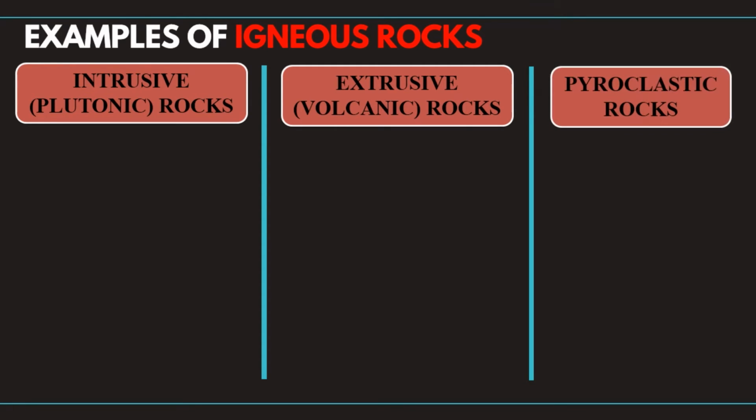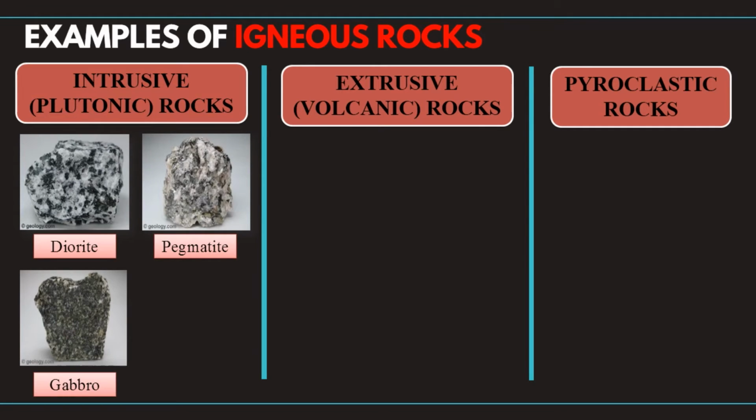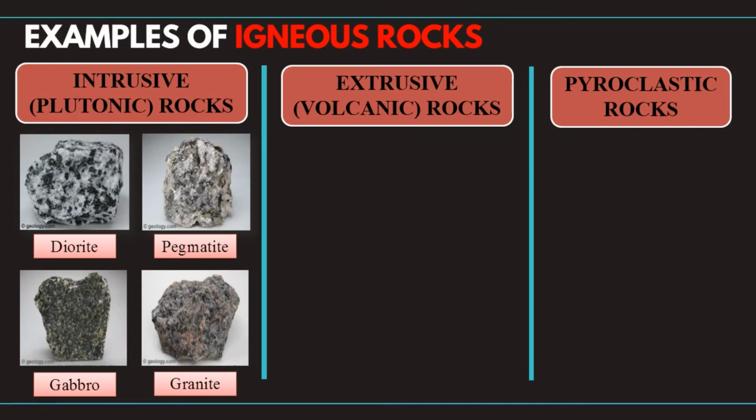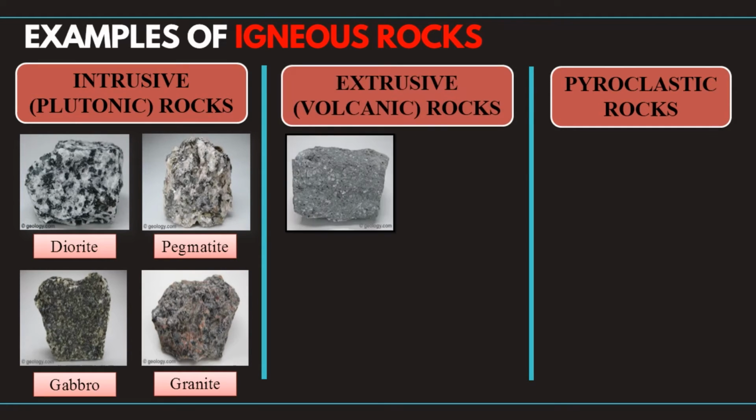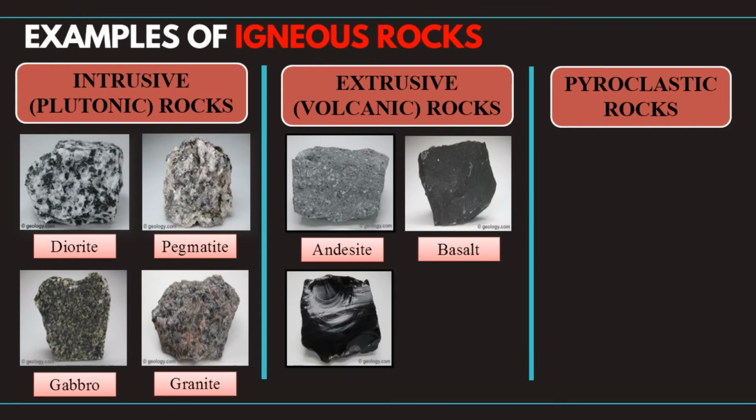The common examples of intrusive igneous rocks are diorite, pegmatite, gabbro, and granite. Among the four, granite is the most common type of intrusive igneous rock. Generally, they exhibit a coarse grain texture. For the extrusive volcanic rocks, the common examples are andesite, which has a fine texture, and basalt, which is usually black in color, which is also a common extrusive igneous rock.